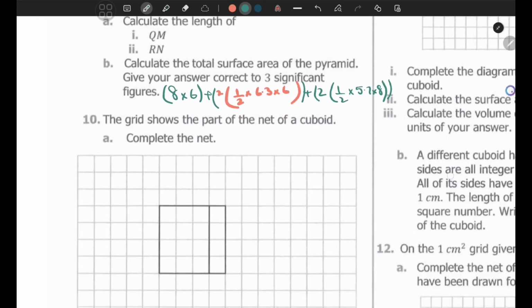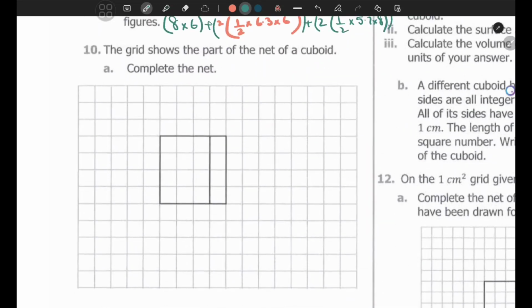Right? Now, looking at question number 10, the grid shows the part of the net of a cuboid. Now, so we have which dimensions? We've got 1 by 4, we've got 3 by 4, right? So, if we've got these dimensions, now we know that there will be another dimension of 1 by 3, right? 1 by 3. Why? Because it will match this dimension and it will match this dimension, right? So it will be 1 on this side and 3 on this side.